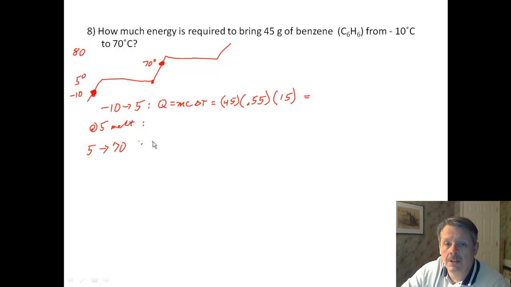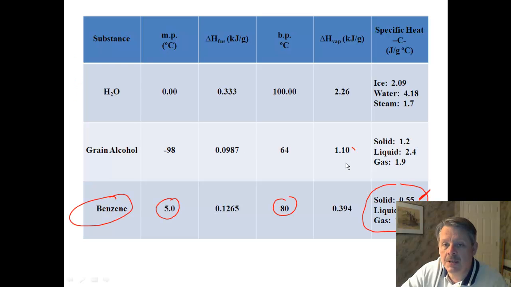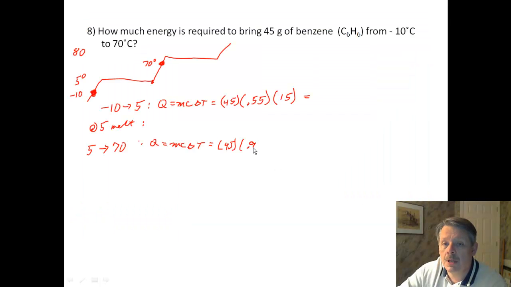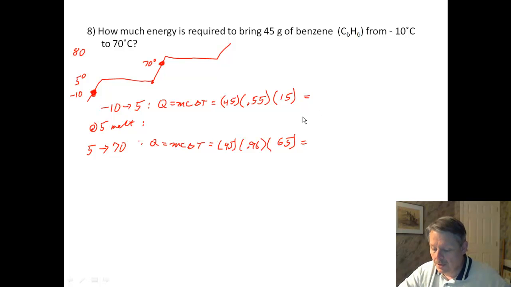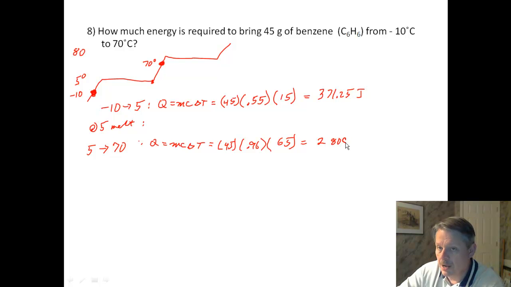Right? And let's do exactly that same thing for the bottom one, mc delta T, because again I'm within one phase. So I still have 45 grams. And here my specific heat, if I look up my specific heat for liquid benzene, it's 0.96. So that's 0.96. And I have a temperature change of 65 degrees. All right, so that's going to give me a number. Remember, these two numbers are in joules. So let's go ahead and do that right now. That's 371.25 joules. And this one down here is going to be 2,808 joules.